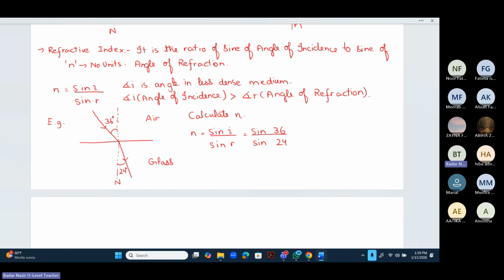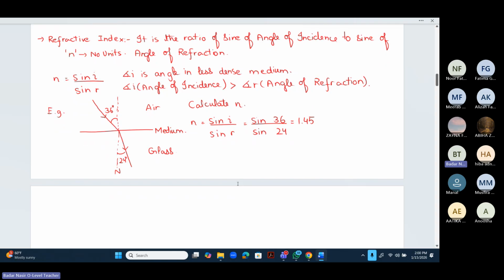So sine 36 divided by sine 24, you can directly put the expression in the calculator and it will give you the value for it. So let me just calculate it. Sine 36 divided by sine 24, that gives us 1.45. So the refractive index of the glass is going to be 1.45.